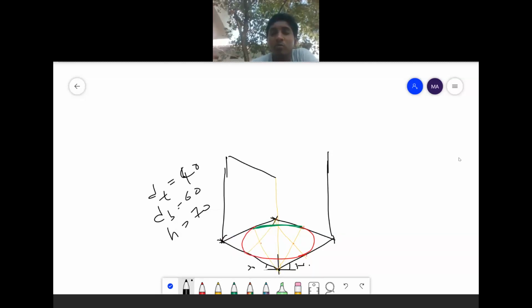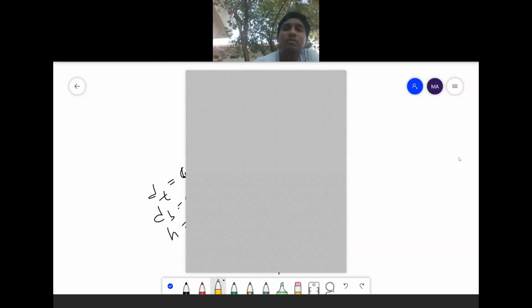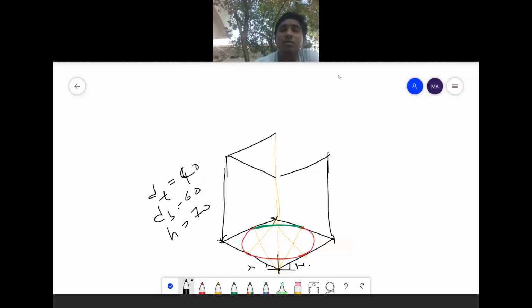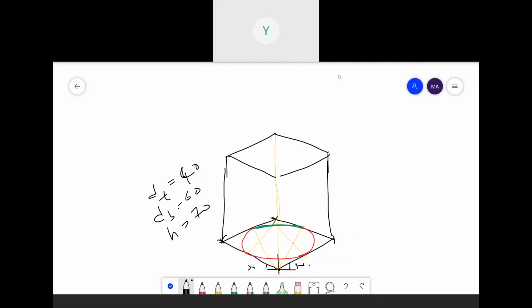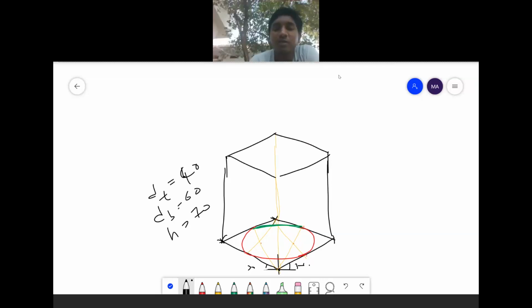this. Then I am extending this one here also, 70, and joining this one as well. After that, I will mark the center midpoints of these sides. I will mark the midpoint here, midpoint here, midpoint here, midpoint here.